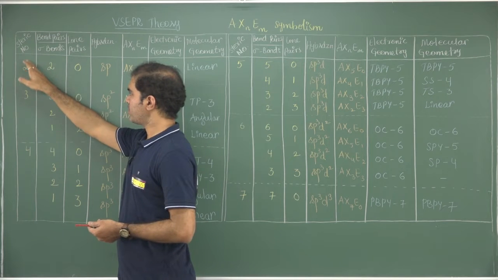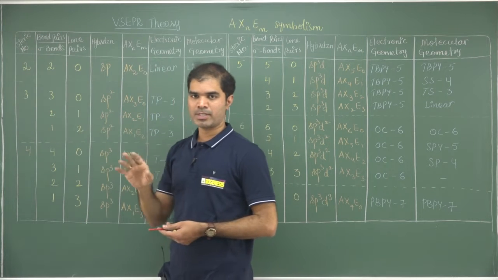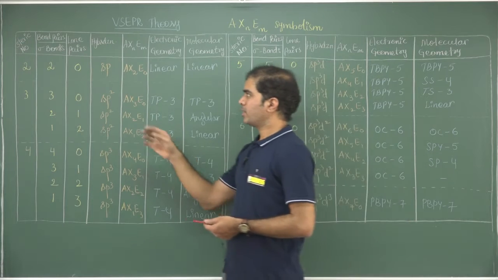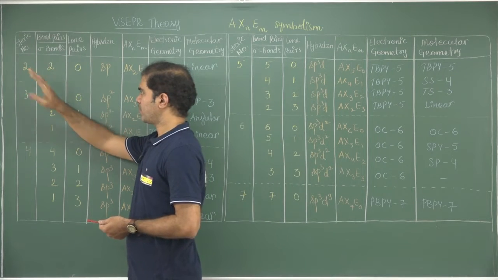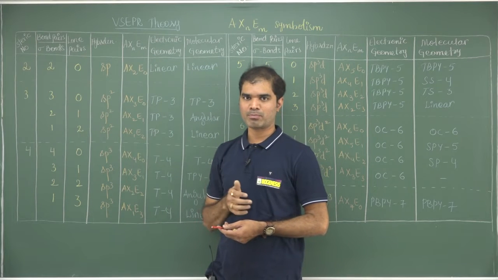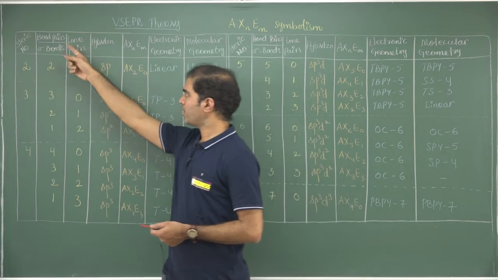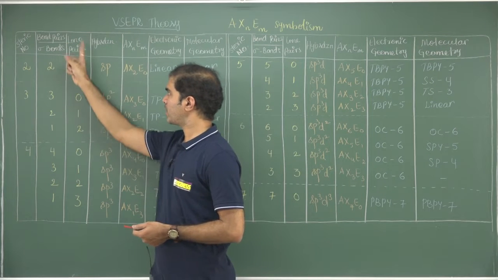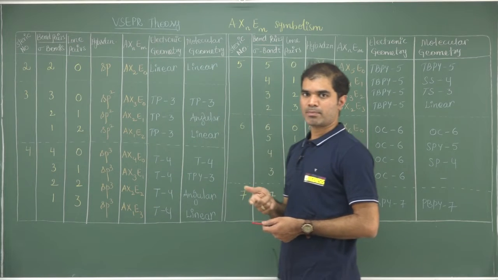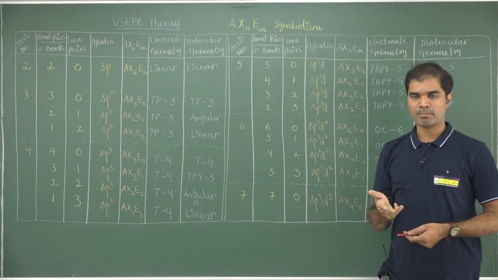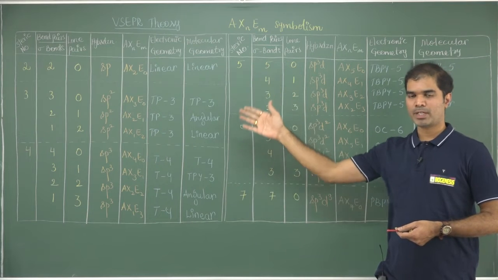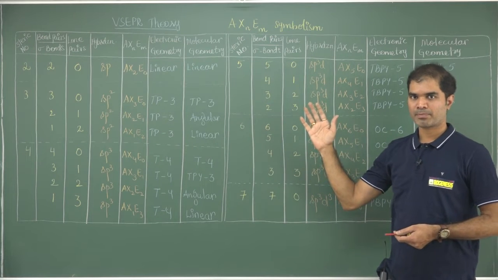The first column is given for steric number. How many domains are being occupied around the central atom is given in the steric number. Out of this steric number, these domains could be from the bonding pair or from the non-bonding pair. A non-bonding pair is simply a lone pair, whereas the bonding pair I can simply call a sigma bond. Even if it is a multiple bond, let it be a double bond or a triple bond, I can only consider the sigma bond to give you the number of bond pairs.